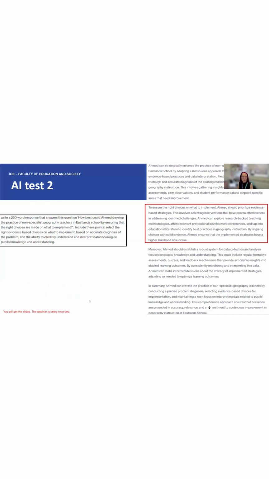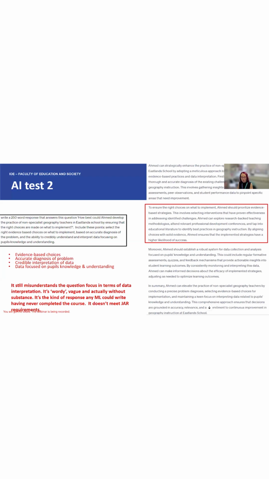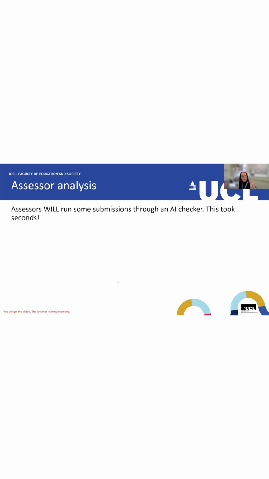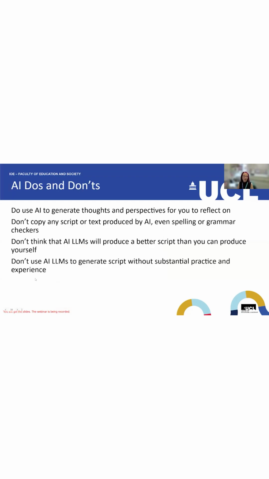It wouldn't meet the JAR requirements because it's not justified and realistic, and it's not linked to learning from the course. And we will run some submissions through an AI checker if we're suspicious of them, and we will refer them to our team leaders who will also check them. And when I run that one through an AI checker, it tells me it is highly confident that it was AI generated, and it was.